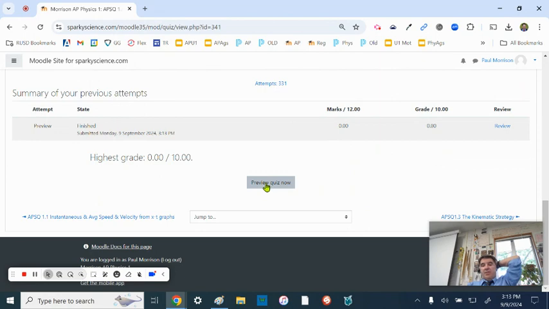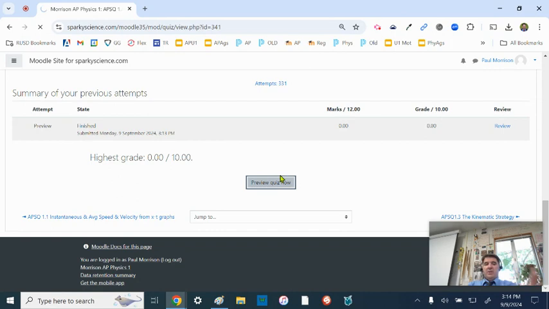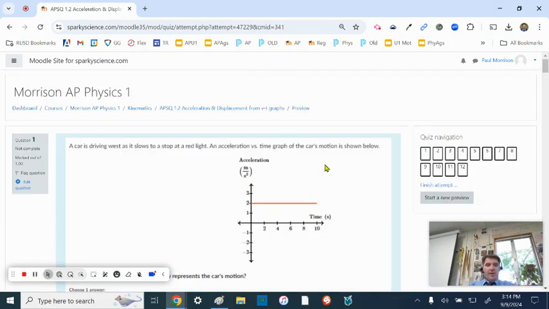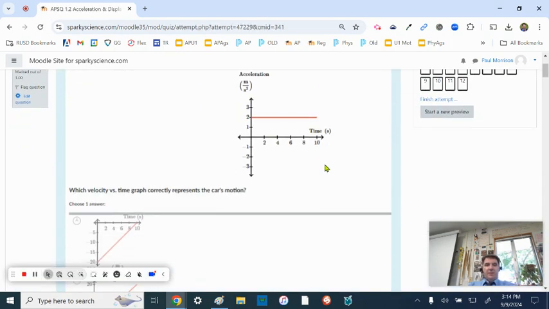Mine doesn't say that. Mine says preview the quiz. You're just going to go reattempt. And I'm giving you your highest score. It's not an average, so just go for it like that. All right, I'm trying to find. This is the one.